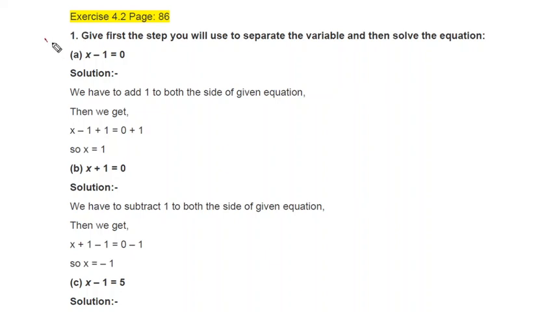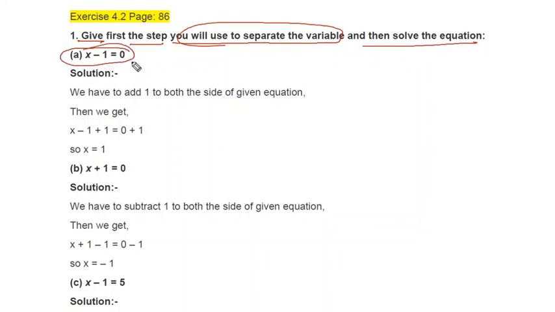So let's see question number 1. Question number 1 says: give first the step you will use to separate the variable and then solve the equation. I'll read it once again for you. Give first the step you will use to separate the variable and then solve the equation. So the equation is given. So what is the first step you will take to solve the equation?